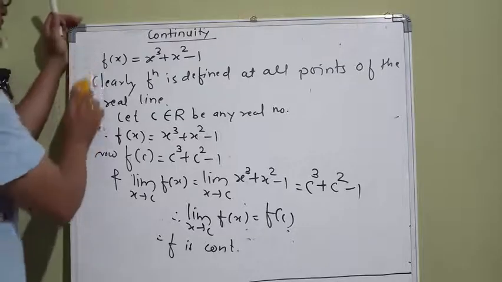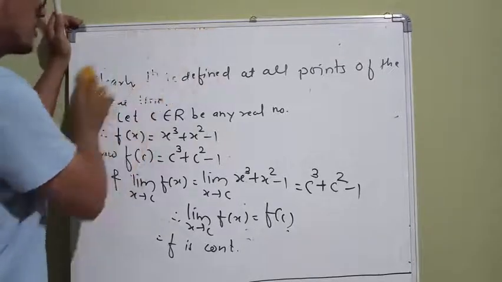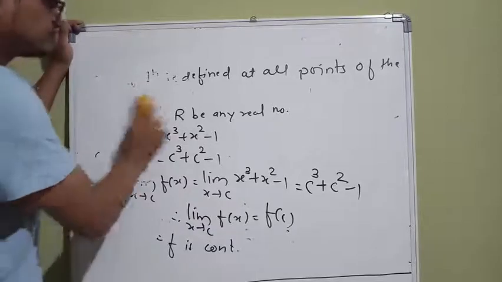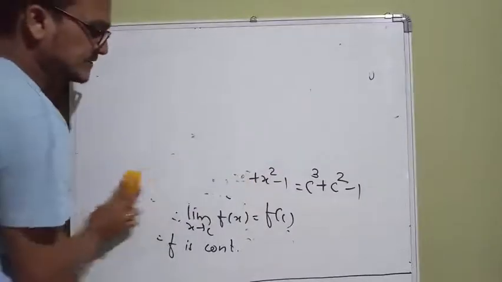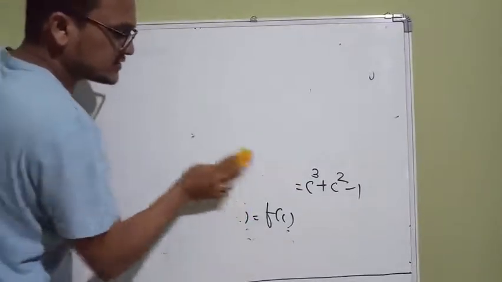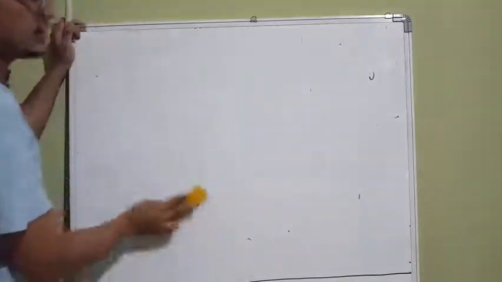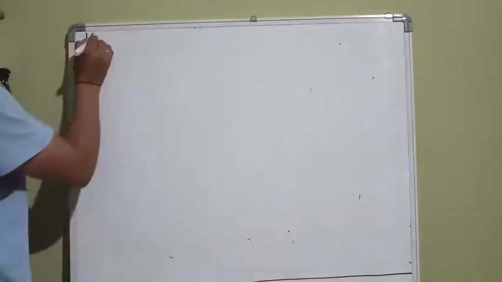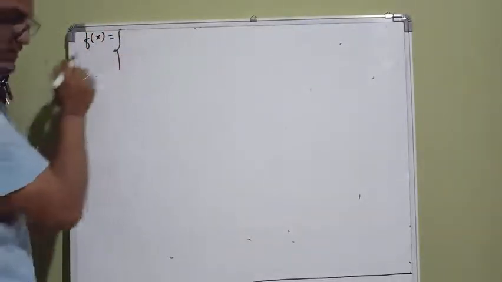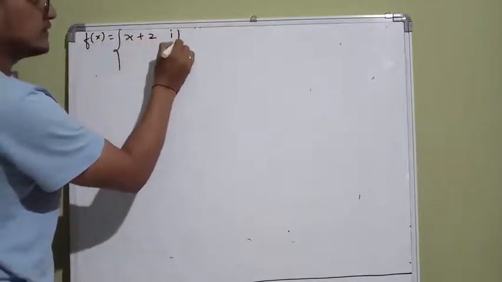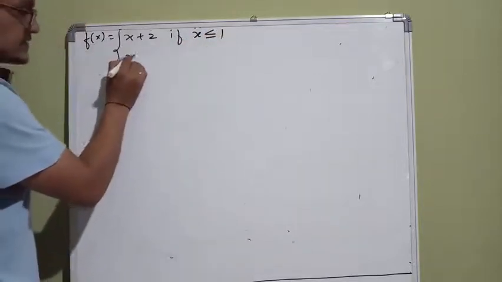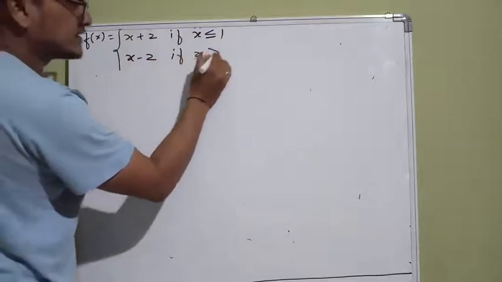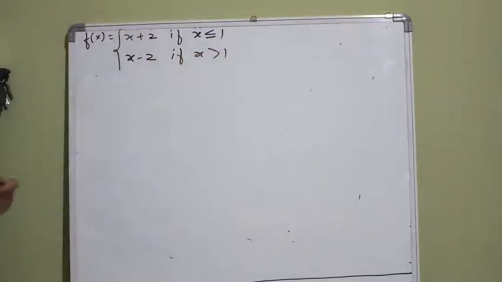Now I am going to solve the same type of example, but not with a simple function. I will choose a function which is defined in the form of less than and greater than. So let us have that type of example. f of x is equal to x plus 2 if x is less than or equal to 1, and f of x is x minus 2 if x is greater than 1. So this is the function.